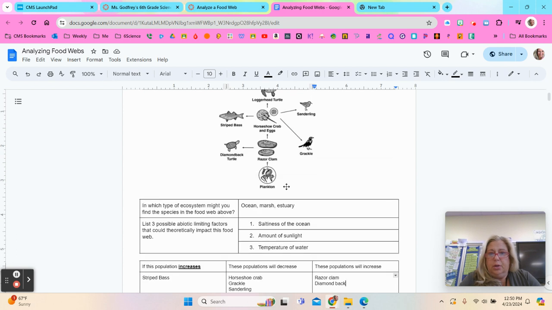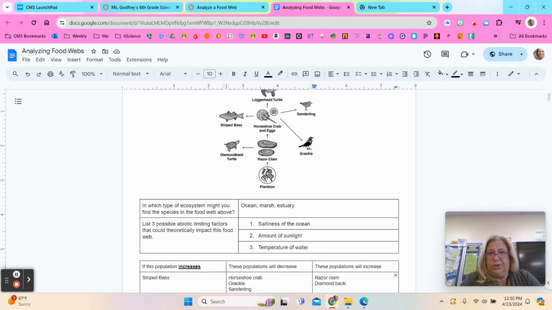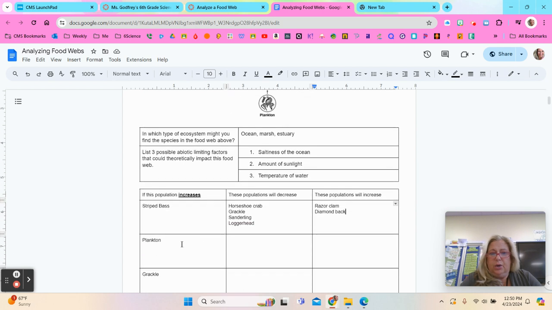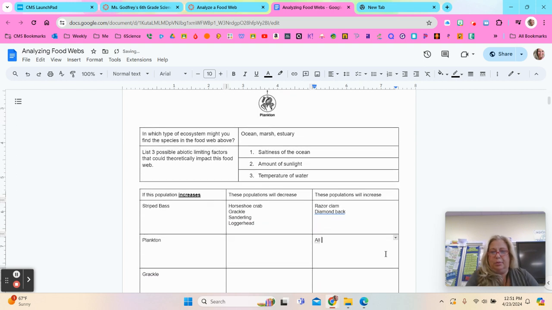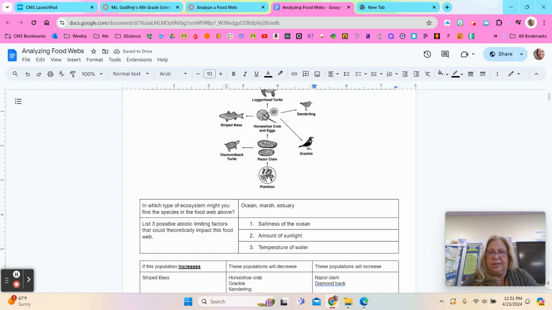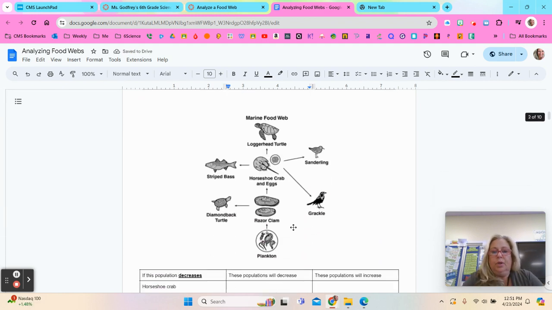Let's go to plankton. Plankton down here would be basically your producers, especially the phytoplankton. So anything that when it decreases, it's going to mess up everything. But if it increases, everything is going to do better. So basically, if plankton increases, then everything increases. I'm going to just say it this way, all populations. And if plankton increases, nothing's going to decrease because of that. So no populations.